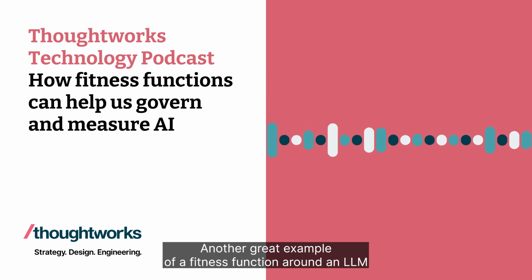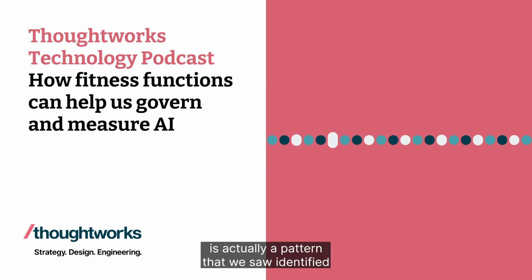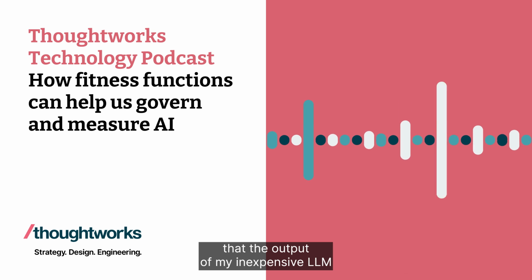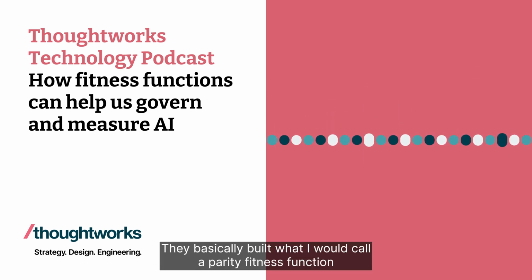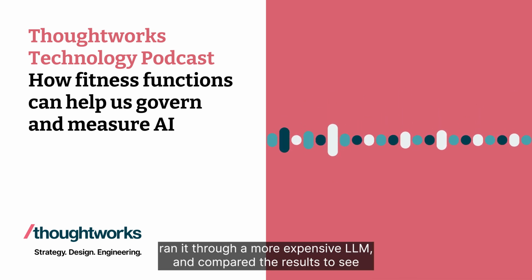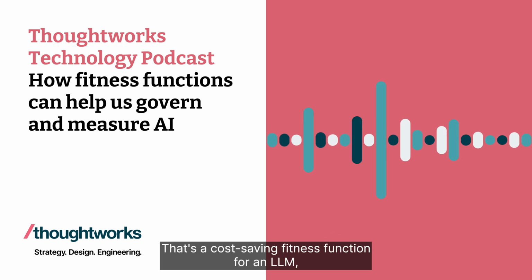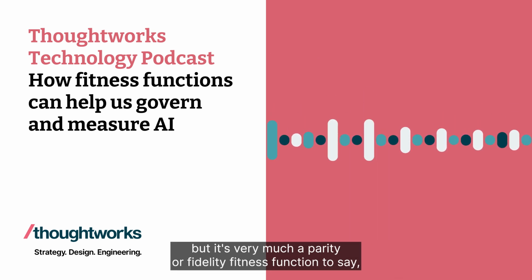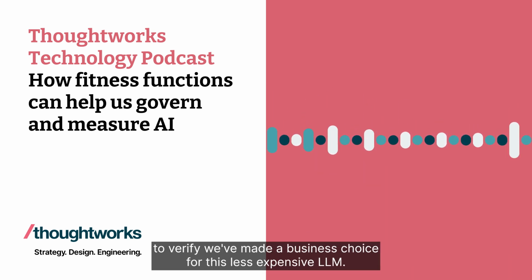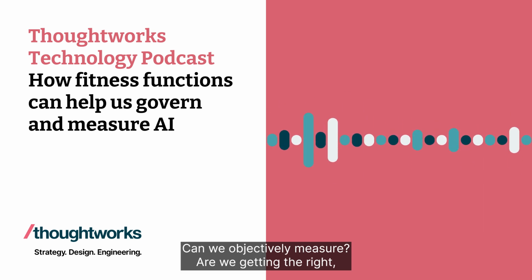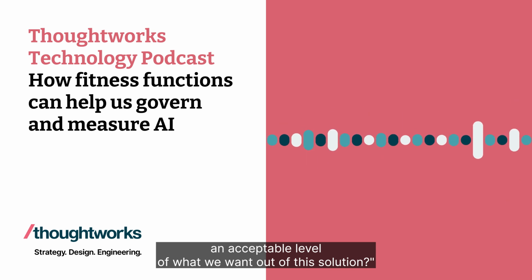Another great example of a fitness function around an LLM is actually a pattern that we saw identified by one of our teams, which is how can I make sure that the output of my inexpensive LLM is good enough? And they basically built what I would call a parity fitness function that took some of the output of the lower cost LLM and ran it through a more expensive LLM and compared the results to see if it was in an acceptable threshold. That's a cost-saving fitness function for an LLM, but it's very much a kind of a parity or fidelity fitness function to say, this is something that's running in the background to verify we've made a business choice for this less expensive LLM. Can we objectively measure, are we getting an acceptable level of what we want out of this solution?